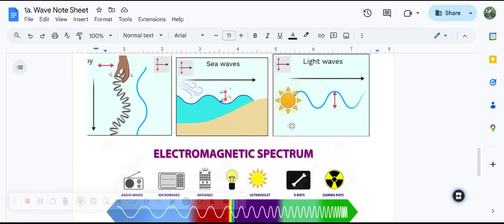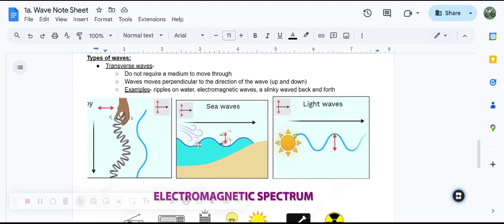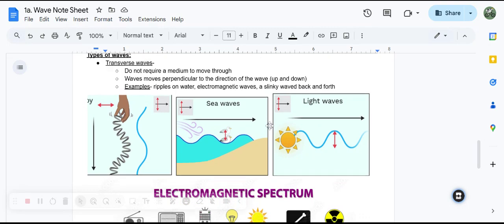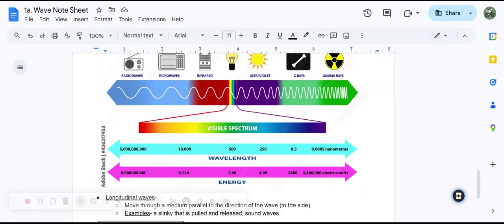The ones that we're most familiar with and most interested in are transverse waves. The wave goes up and down while it moves horizontally, and specifically the electromagnetic spectrum with the visible light waves, which is what we're using with the LED lights.